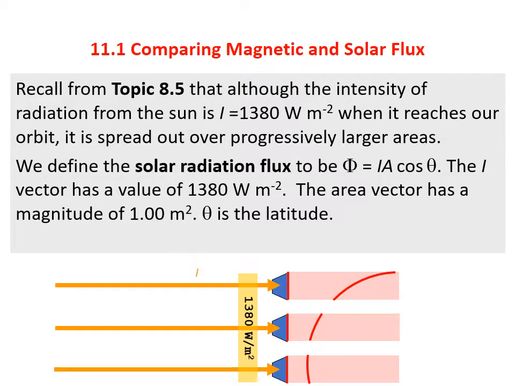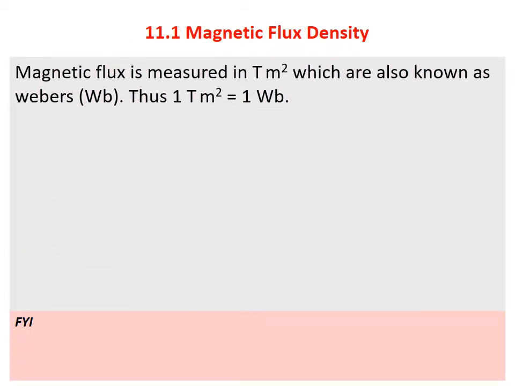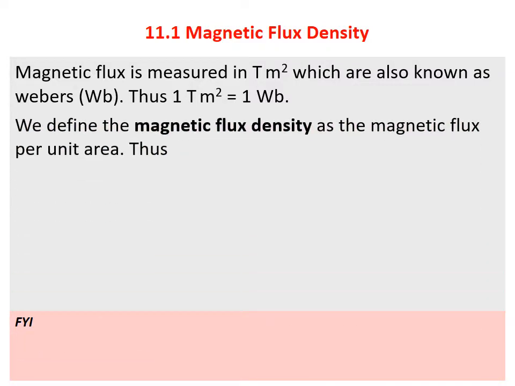So the solar radiation flux, capital phi equals IA cosine theta, is also a scalar quantity. I is the intensity of the radiation, and the area vector has a magnitude of 1 meter squared. Theta in this case would be the latitude. Magnetic flux is measured in tesla meter squared, also known as a weber. 1 tesla meter squared is 1 weber.